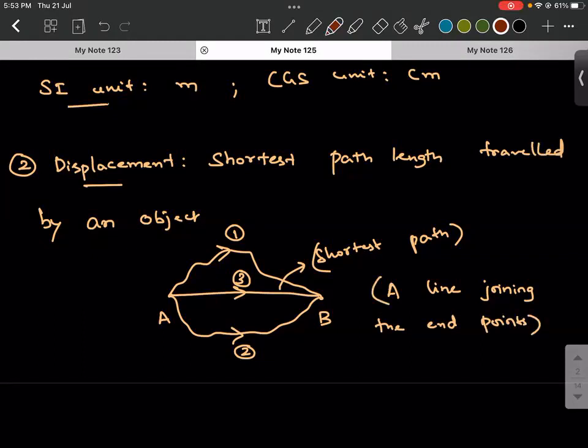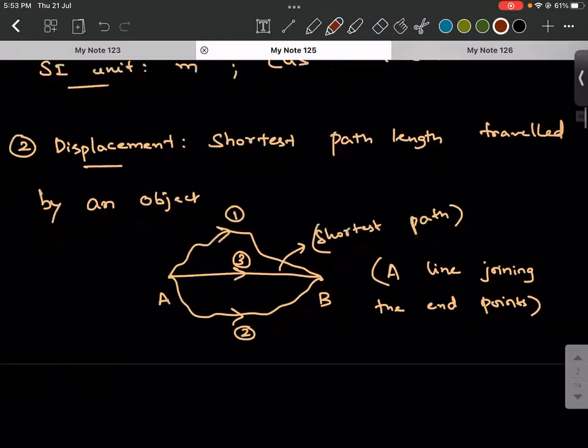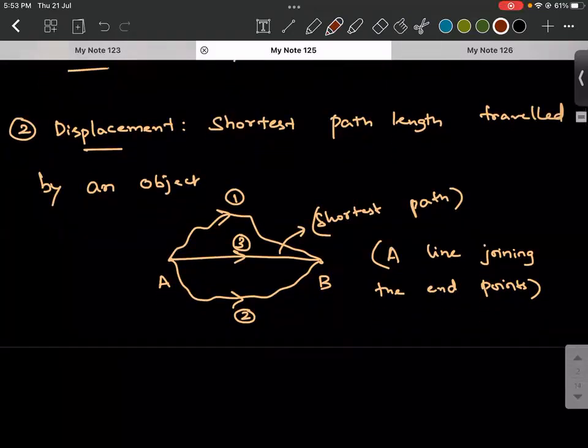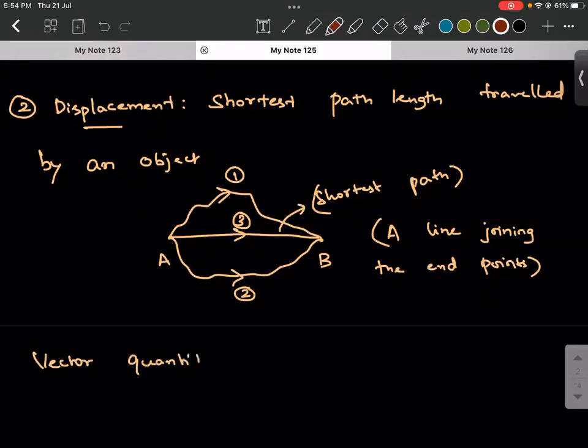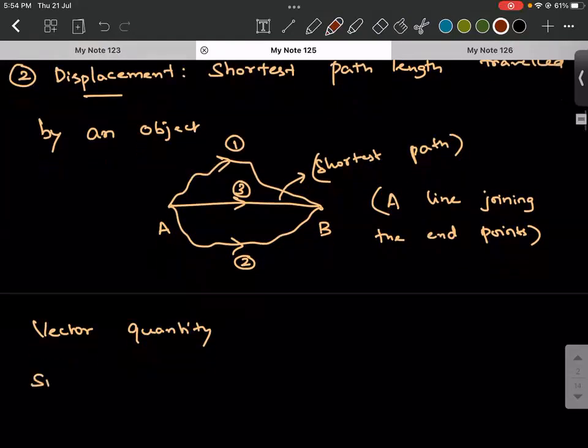So to put it in simple terms, if you want to find the displacement of an object, just draw a line joining the starting point and the ending point. Then that length will give you the displacement traveled by the object. Generally, we say displacement covered by the object. Okay. Now, displacement is a vector quantity, and its SI unit is meter, and the CGS unit is still the same, centimeter.